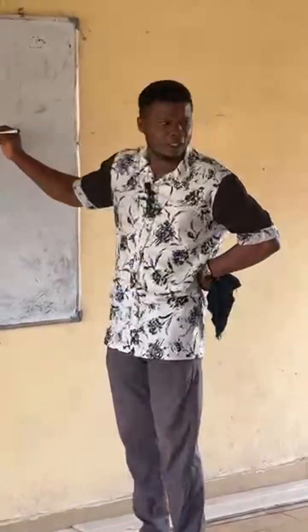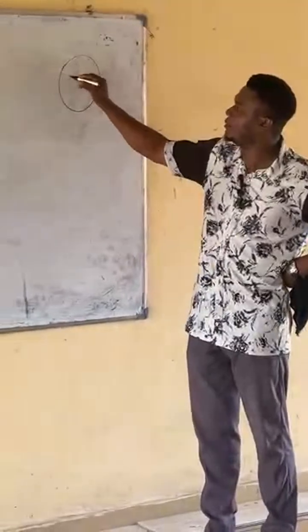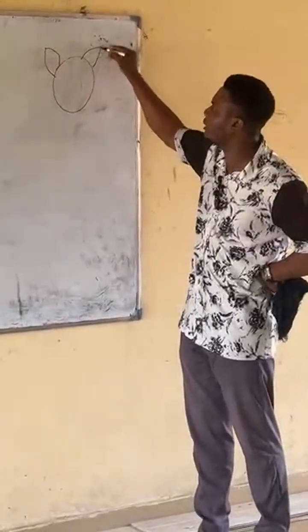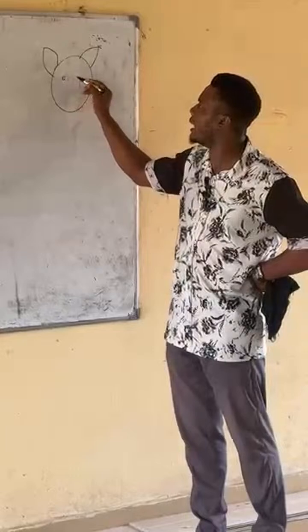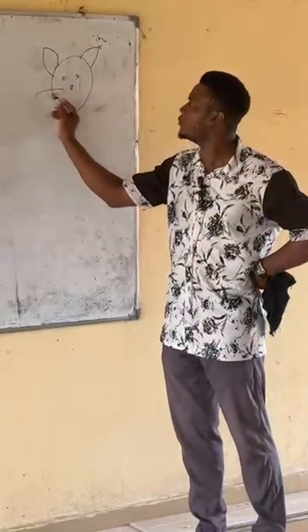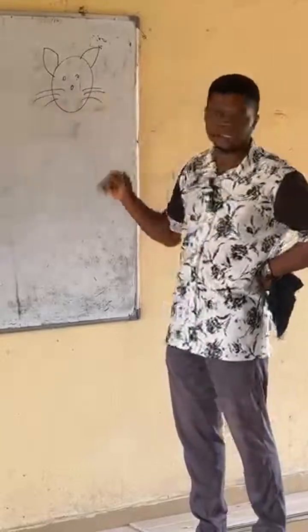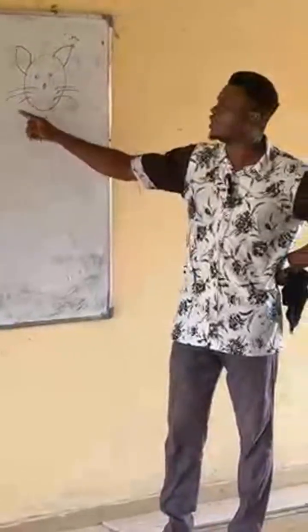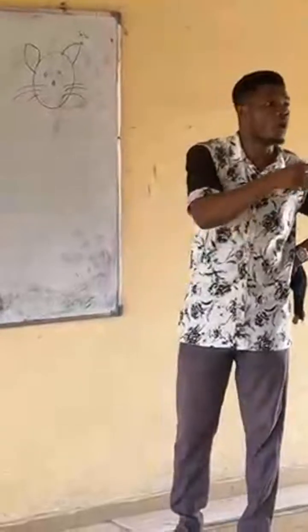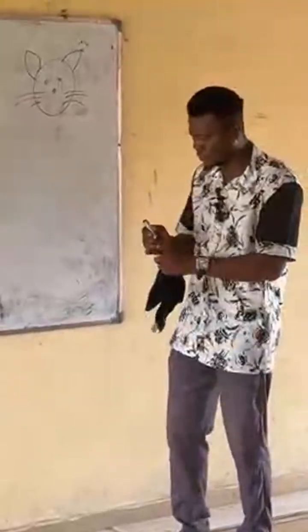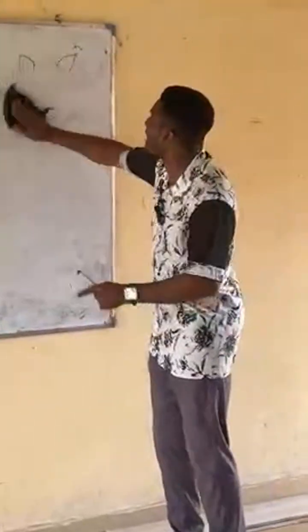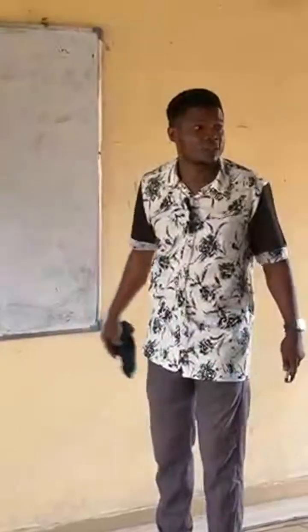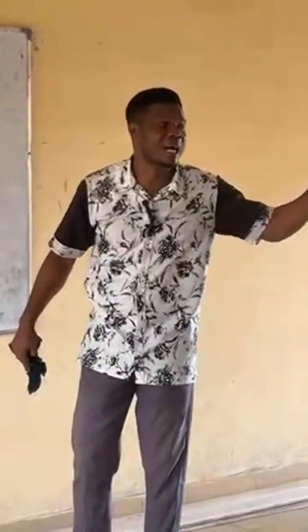Now, if you say draw a cat now, somebody like that will put here, then the eye, the nose, and he puts this. What do you call this stuff? What's the name of this stuff? Whiskers. Good. Another name for a box plot is the box and whisker plot. So this is how a box plot looks like.